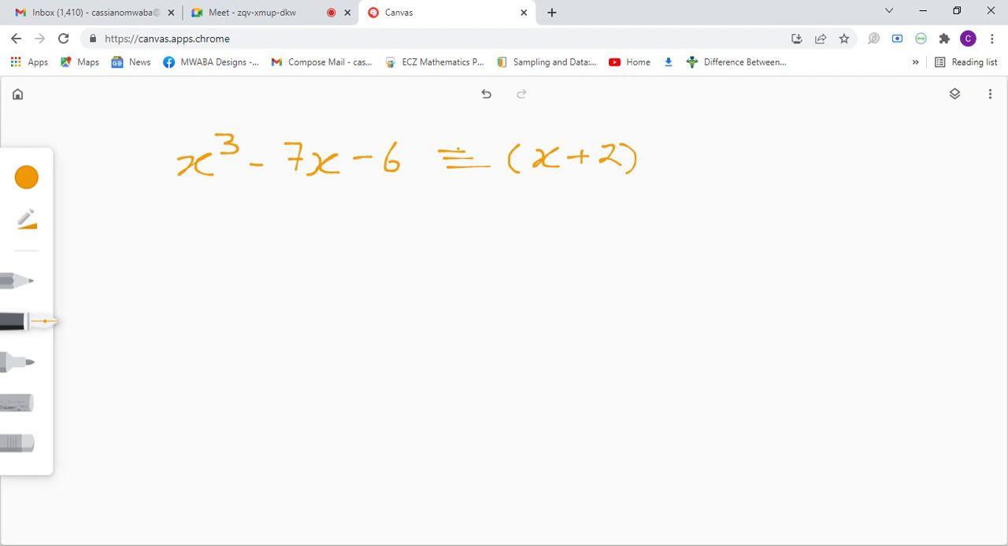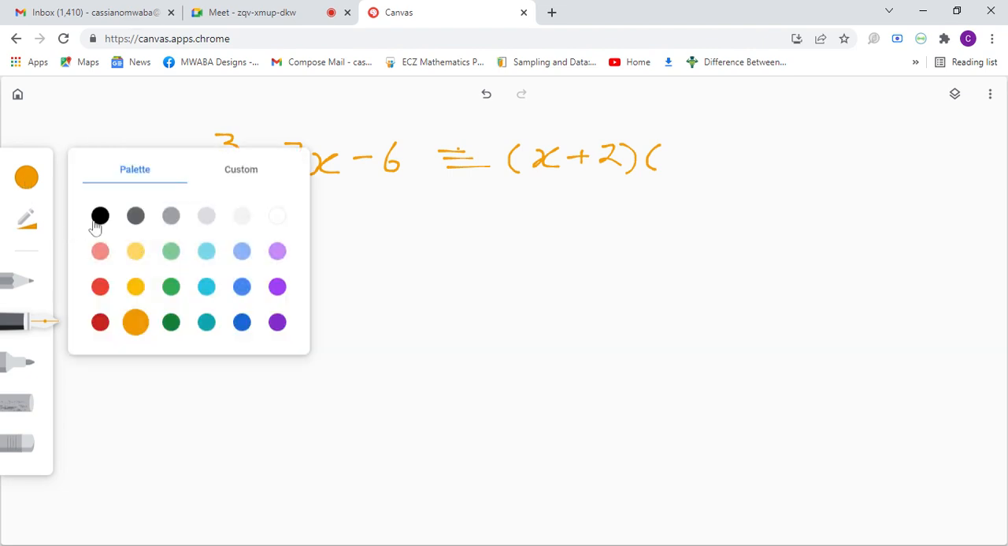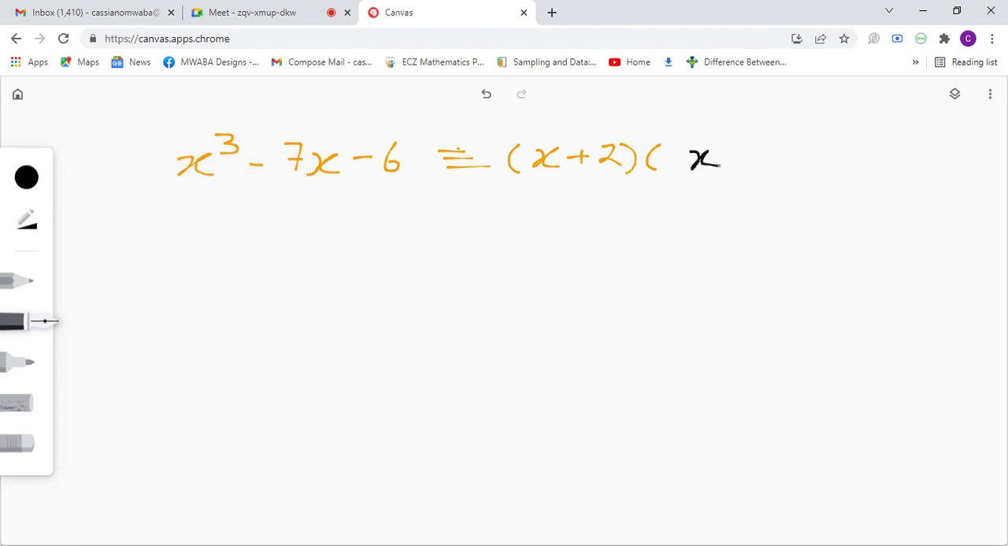Okay, so we're looking at equating coefficients, the alternative to long division. So we have x cubed minus 7x minus 6 divided by x plus 2, right? So first thing we're going to do is open the brackets here, and then ask: what do we need to multiply x to the power 1 with to get x to the power 3? Well, that has to be x squared, right? So we have x squared here.